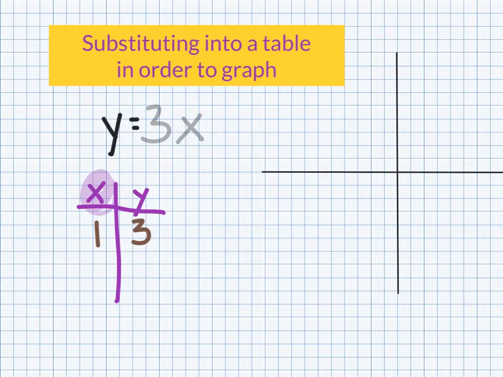Let's do this again. This time let's choose x to be a different number. How about we choose it to be negative 2? Yeah, it can be negative 2. Does it have to be negative 2? Absolutely not. It doesn't have to be negative 2. For some reason, I wrote those way too light.